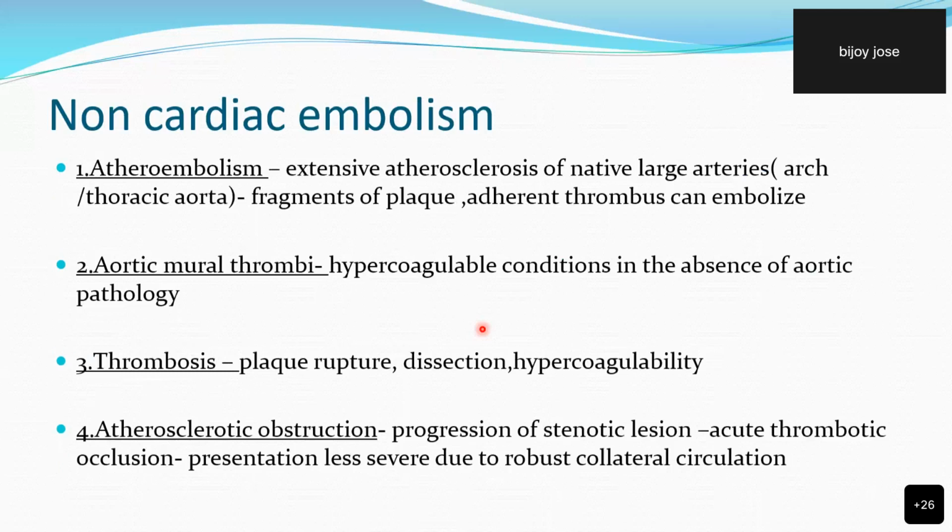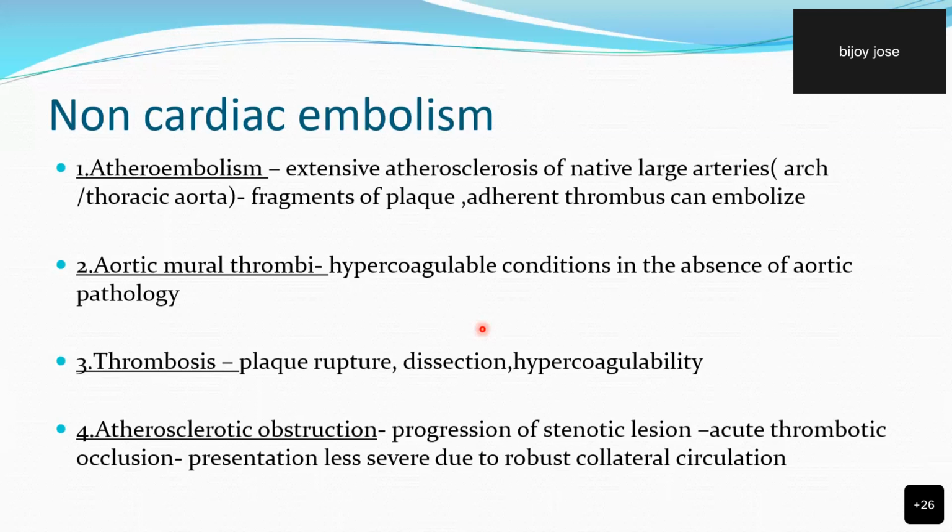Other non-cardiac embolism causes are atheroembolism, from extensive atherosclerosis of native large arteries like the arch of the aorta and thoracic aorta. Fragments of the plaque or adherent thrombus can embolize and produce acute limb ischemia. Aortic mural thrombus: hypercoagulable conditions in the absence of aortic pathology. So there may not be any aortic pathology, but a hypercoagulable state can produce aortic mural thrombi. Plaque rupture, dissection, and hypercoagulability can again present with acute limb ischemia.